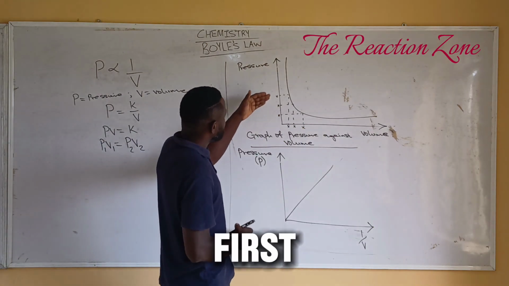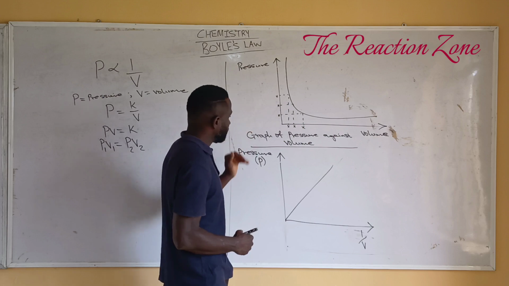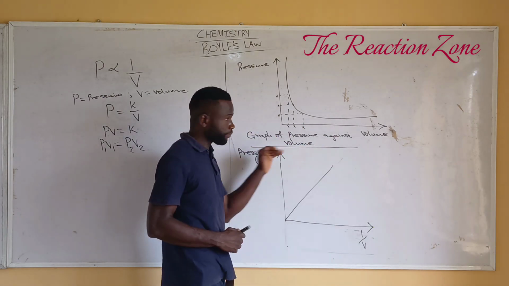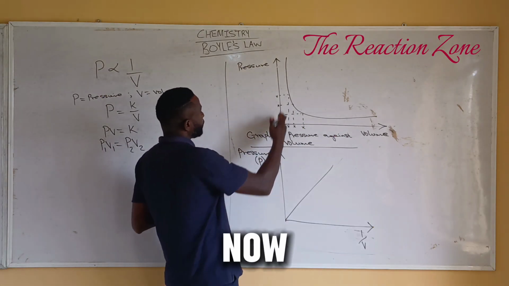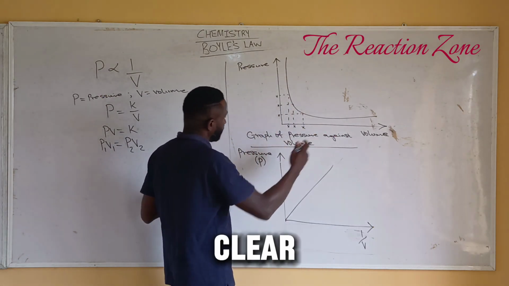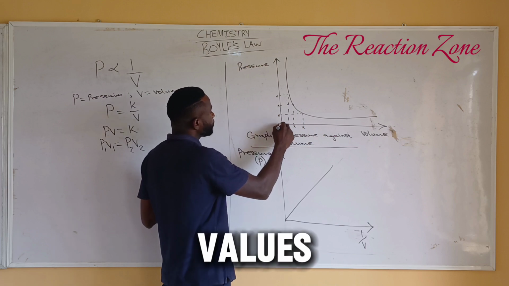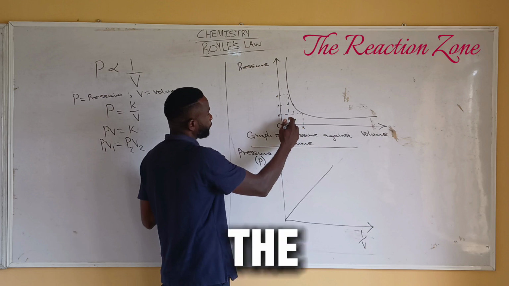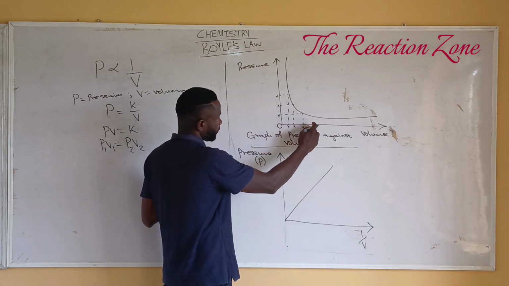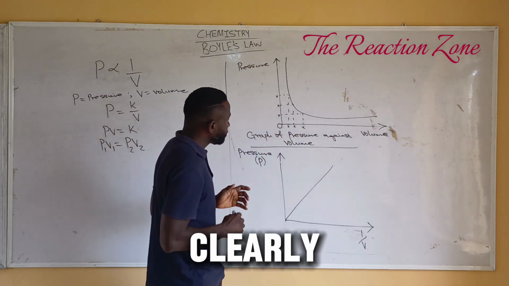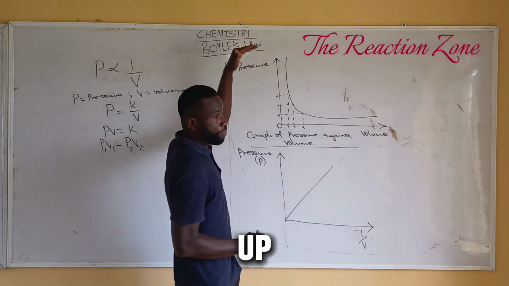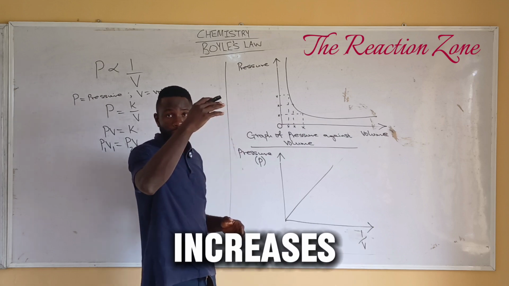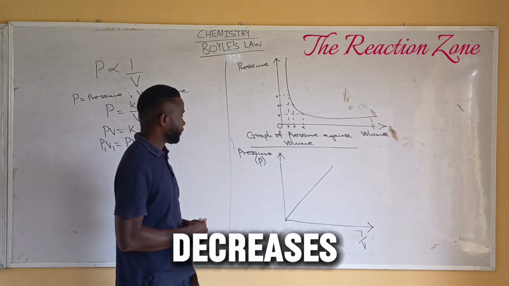The first graph that we have here shows a plot of pressure against volume. If you look at this graph, it is very clear that as the values of pressure increase, the values of volume decrease. So this clearly shows that when pressure goes up, volume comes down. And when volume increases, pressure decreases.